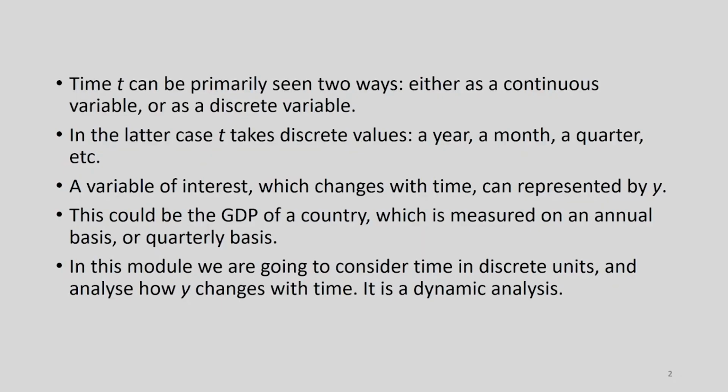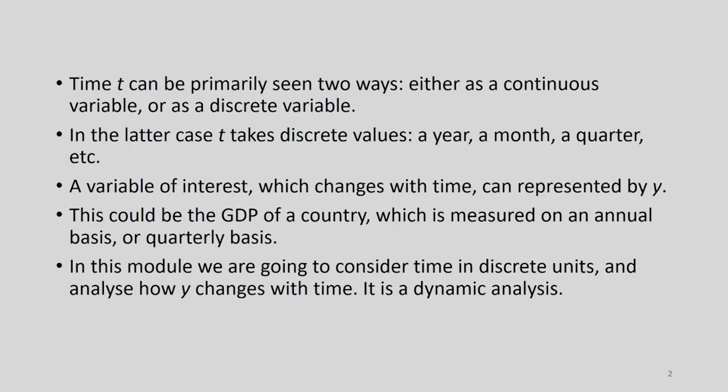Since we are talking about time, t, now this t can be primarily seen in two ways, either as a continuous variable or as a discrete variable. So, if you are taking time as a continuous variable, then it means t can take any possible real value within any interval. Suppose 0 to 1 is the interval, then t can take any possible value within 0 and 1.